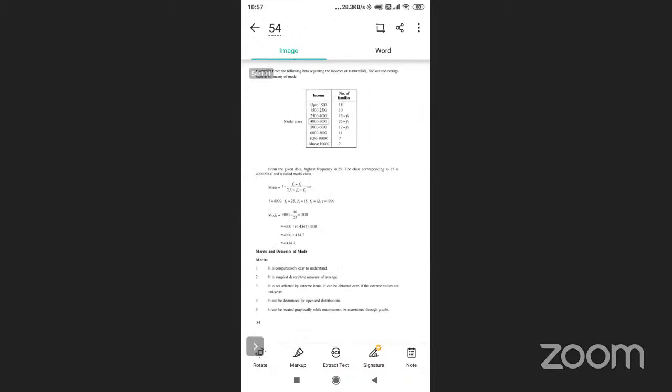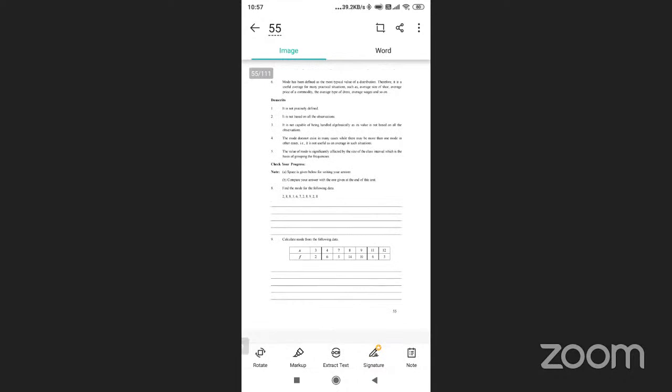Now coming to the demerits: it is not precisely defined. It is not based on all observations, because we take only the maximum frequency, f1 above it and f2 below it, and we do not consider the other observations. It is not capable of being handled algebraically. The mode does not exist in many cases, while there may be more than one mode in other cases. So these are known as demerits.